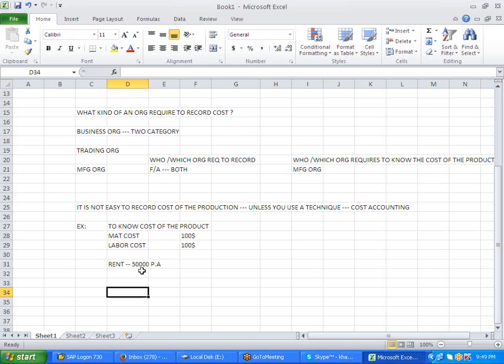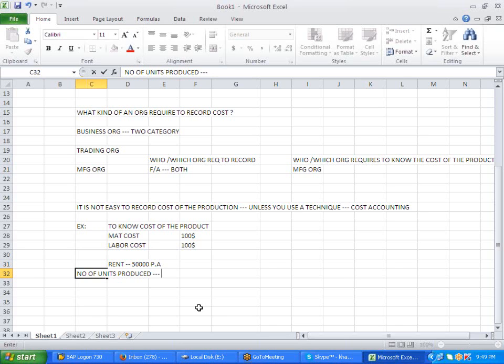So should I allocate the entire 50,000, or should I allocate proportionately, as you said? Proportionate on what basis? Number of units produced, maybe. Now you tell me, when will I come to know this number of units produced? Later, at the end of the month, maybe. And if it's a production order, at the end of each production order, you will know.